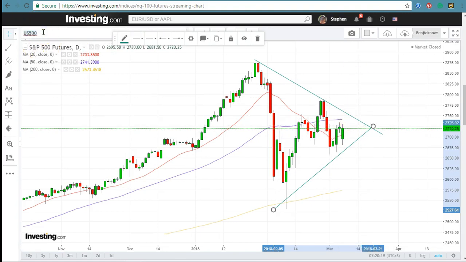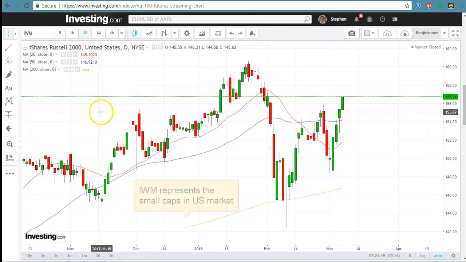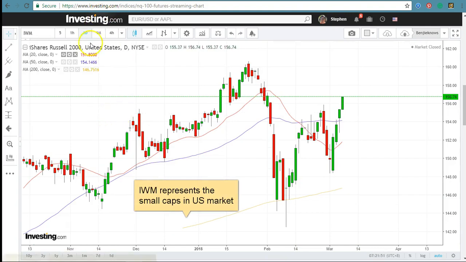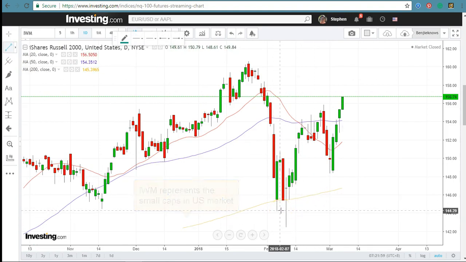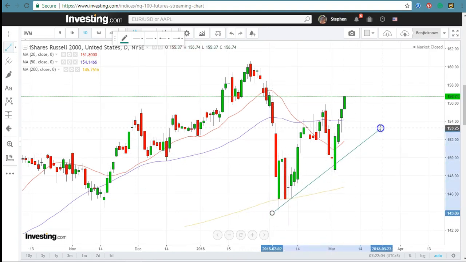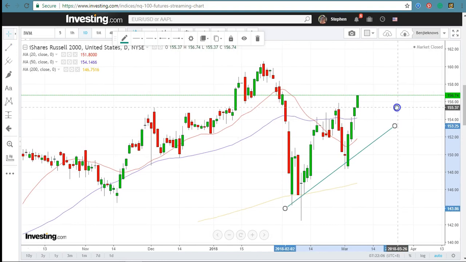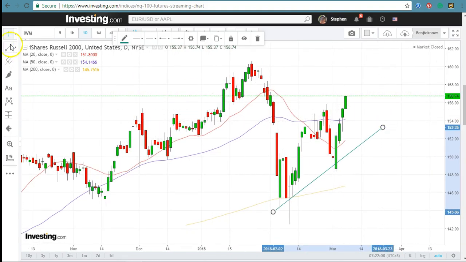Now I want to show you a chart of the IWM. The IWM is the small caps ETF. As you can see, the IWM is also much stronger than the S&P 500 and also the Dow. What we can do is draw this line here that connects the lows, and then we draw a line here.